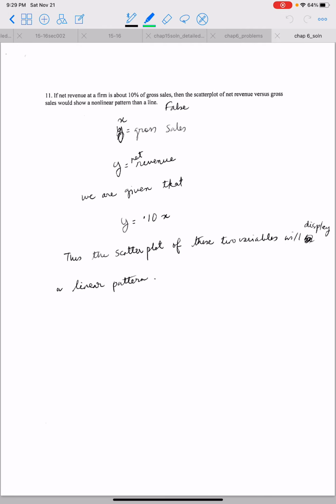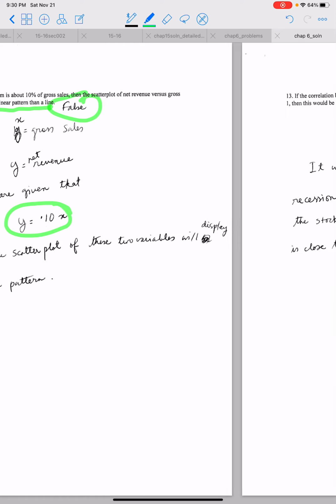11. If the net revenue of a firm is about 10% of the gross sales, then the scatter plot of the net revenue versus gross sales should be a linear pattern, not a non-linear pattern. That's true, because if one is 10% of another, this is nothing but a linear equation. So it would show a linear pattern.